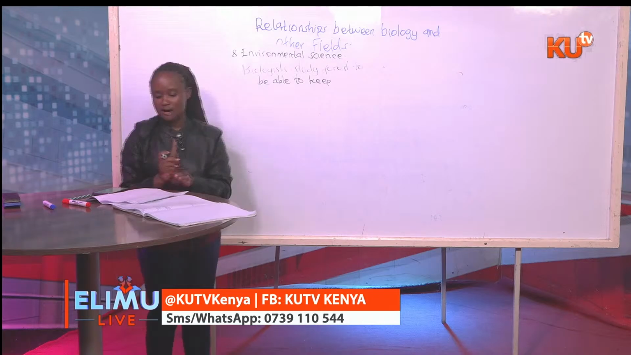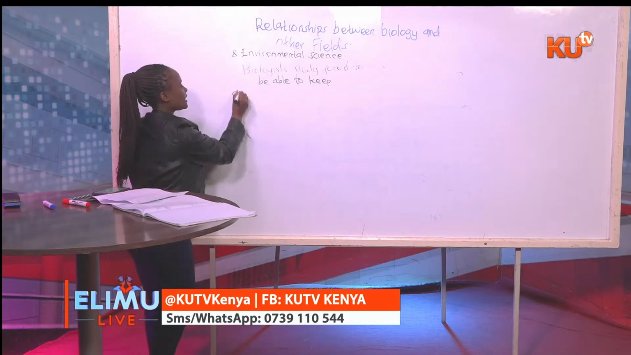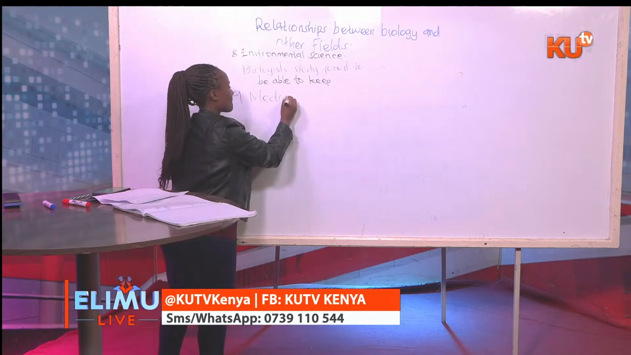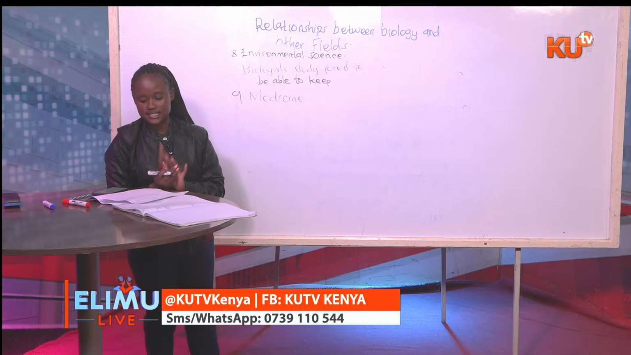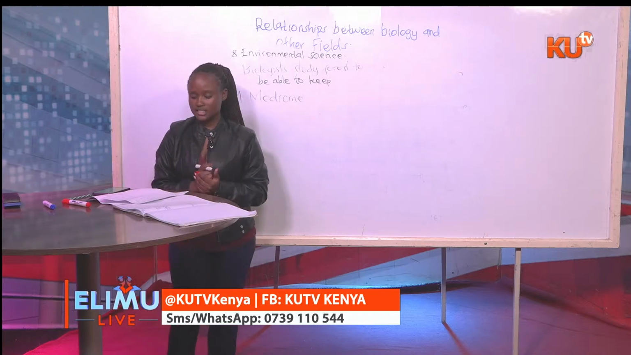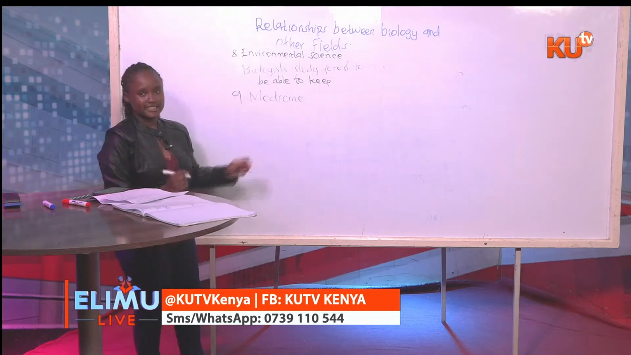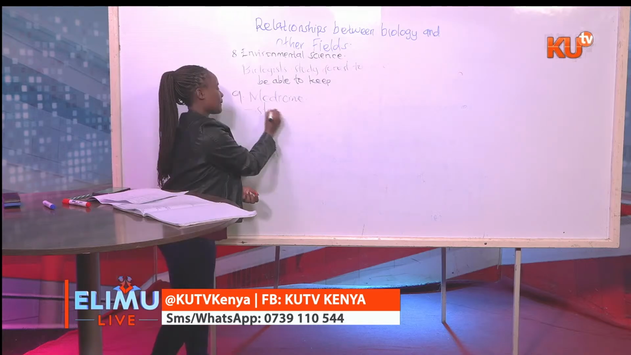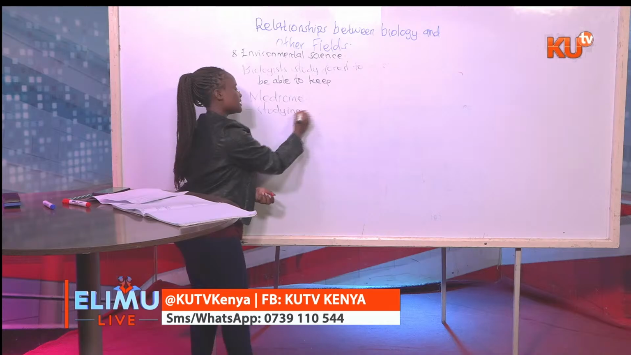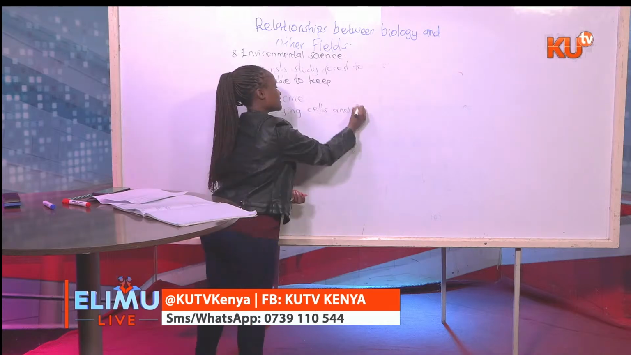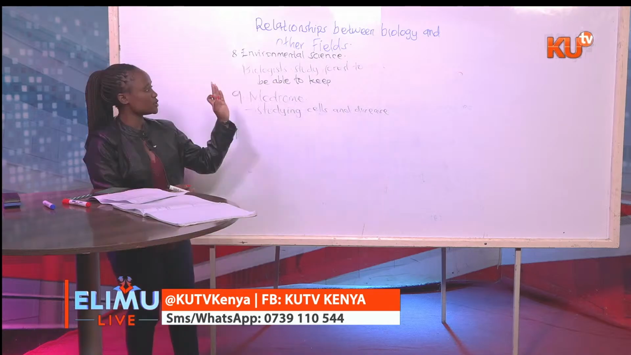So we have our last relationship, medicine. It helps doctors understand how the body works and how disease affects it. This is all done by studying cells and diseases. So these are our nine relationships between biology and other fields.